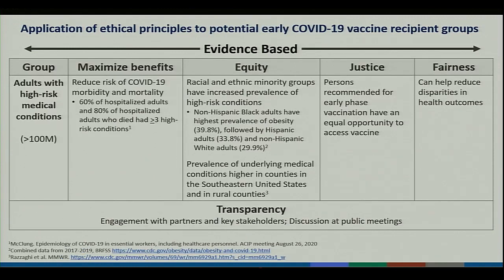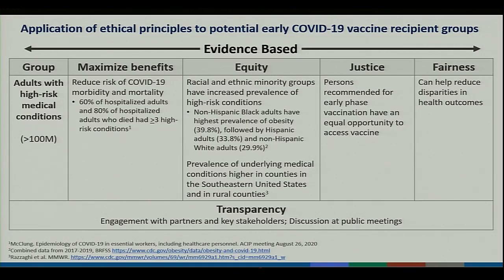So next, adults with high-risk medical conditions. Under maximize benefits, protection among adults with high-risk conditions could reduce morbidity and mortality. 60% of hospitalized adults and 80% of adults who died had 3 or more underlying medical conditions. Under equity, racial and ethnic minority groups have increasing prevalence of many high-risk conditions, with data on obesity presented here. In addition, the prevalence of underlying medical conditions is higher in counties in the southeastern United States and rural communities, where the social vulnerability index is generally higher. Under justice, persons recommended for early phase vaccination should have an equal opportunity to access vaccine.